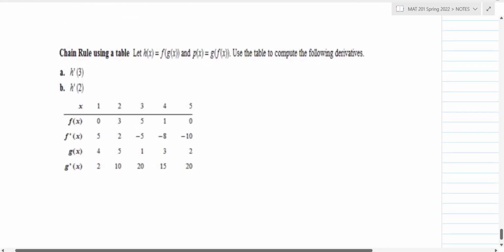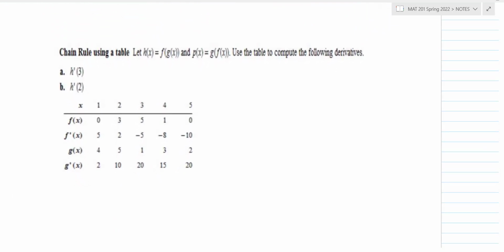And this is just sort of an exercise to see how well you understand the chain rule in a more abstract situation. So what we have on this table here is these are x values. This is what f of x is. This is the derivative of f. And then this is the function g of x and its function values. And this is the values of the derivative. So I'm going to do one problem and then let you try this part B, which is essentially about the same thing anyway. So what we have is we're going to do h prime of 3.